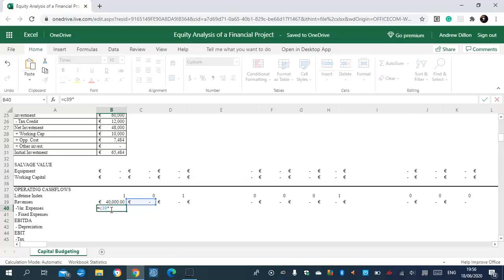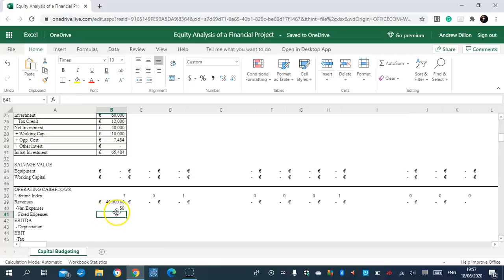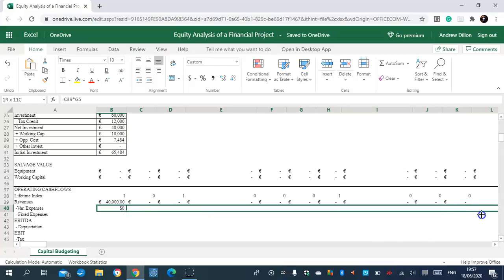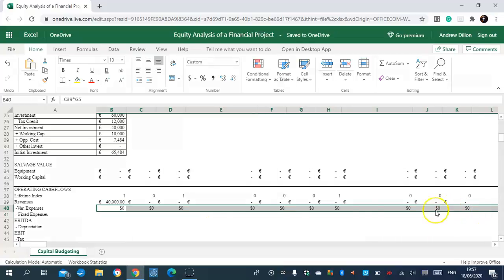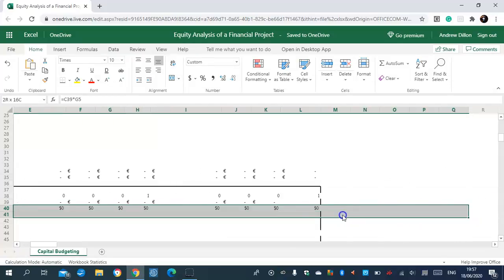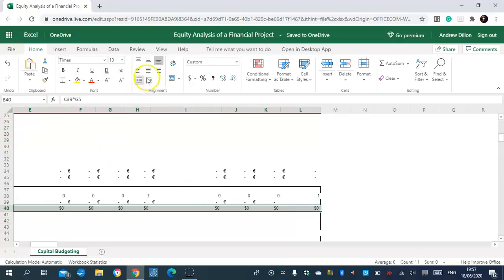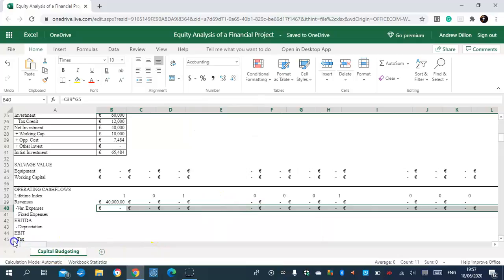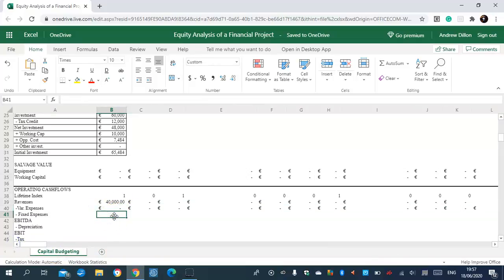Just C39 multiplied by G5. Convert them to euros. Okay, now we're going to the fixed expenses.